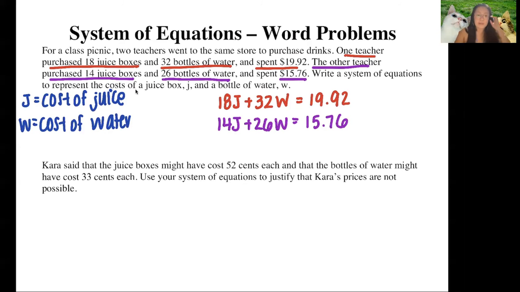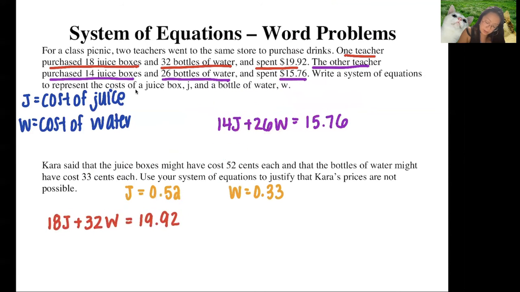All right. Part 2 of this problem says Kara said that the juice boxes might have cost 52 cents each and that the bottles of water might have cost 33 cents each. So this is what Kara is saying: juice box is 52 cents and water is 33 cents. The problem says use your system of equations to justify that Kara's prices are not possible.